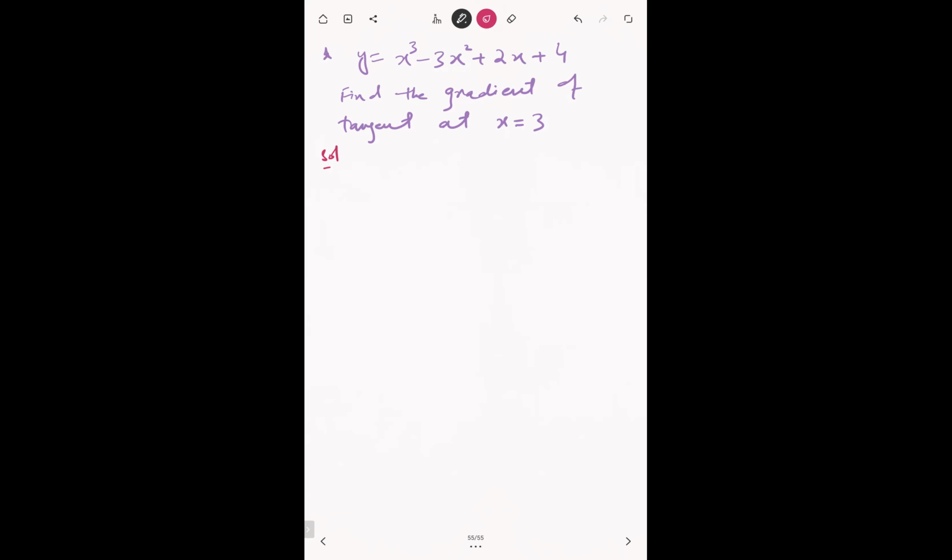Aksa says 11. So whenever the question says find gradient, our first job will be to find dy by dx. So dy by dx will be 3x square minus 6x plus 2. Now once you have dy by dx, this represents the gradient function, the gradient of the tangent. So the gradient at x is equal to 3 means simply you need to put x as 3. So this is 27 minus 18, 9, plus 2 is 11. So the gradient at x is equal to 3 is 11, right? I hope there is no issue.